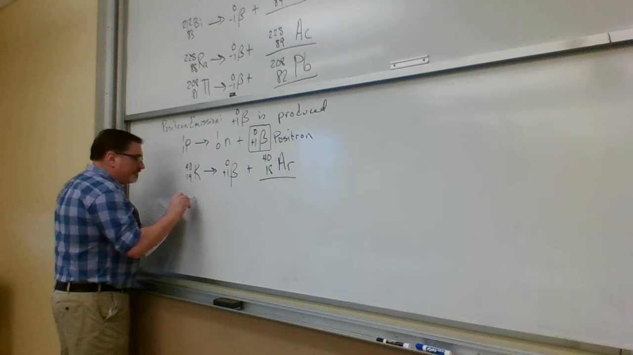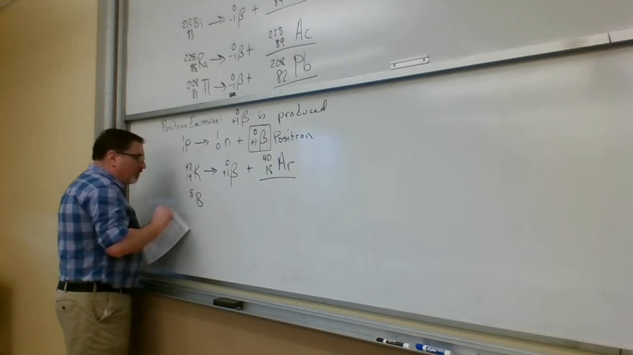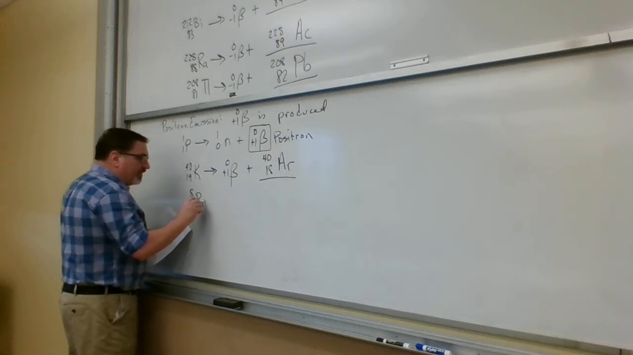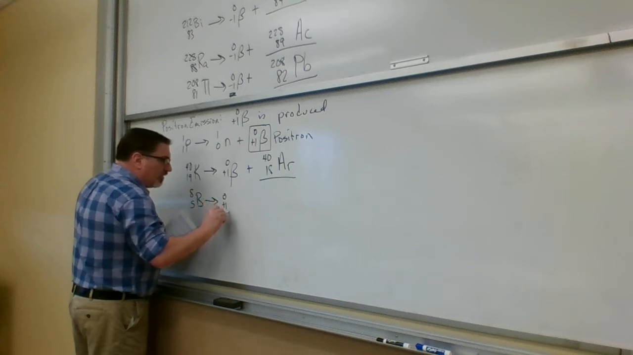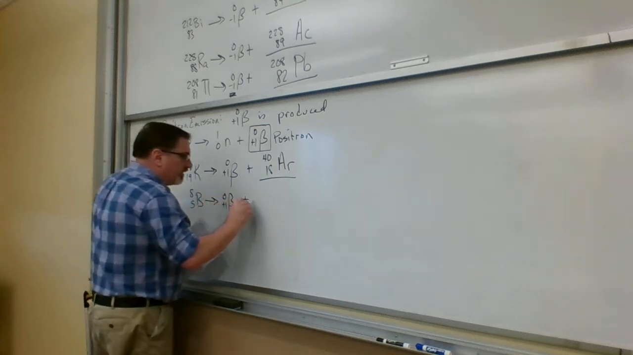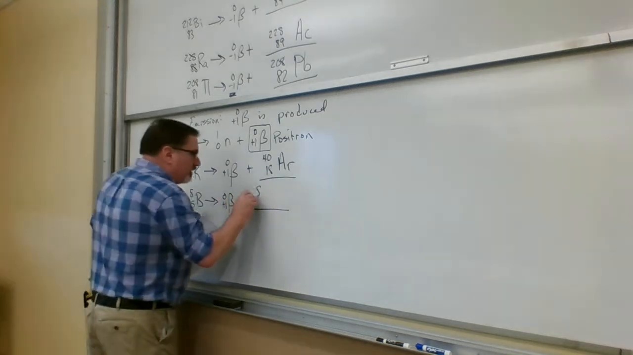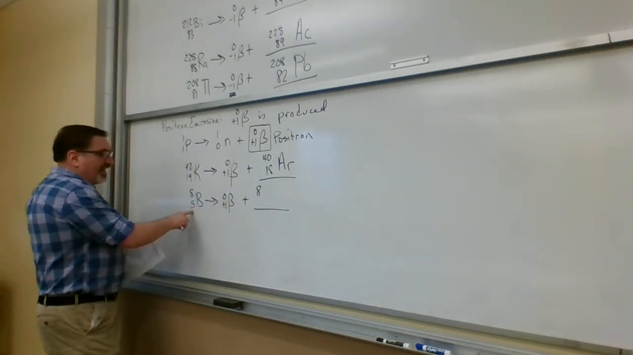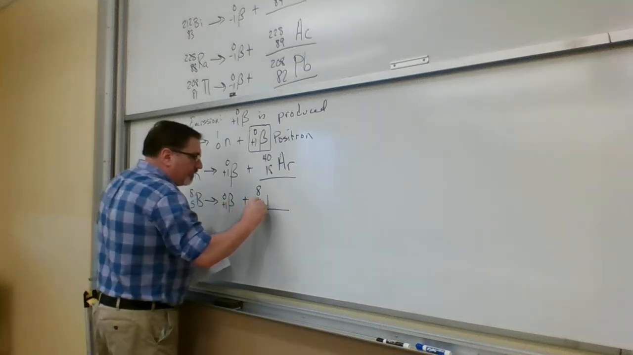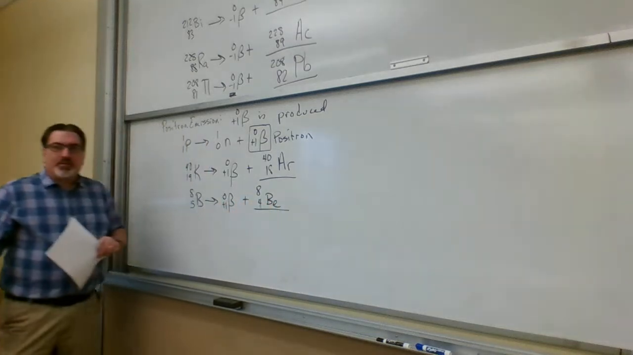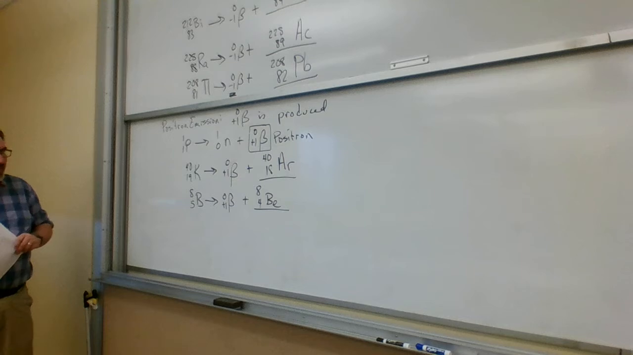Boron 8. Boron is atomic number 5. Undergoes positron emission to produce. We got to figure out what the rest is. Mass didn't change. 5 minus 1 is 4. So we get beryllium out of that. Beryllium 8.